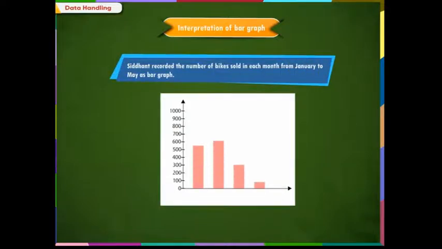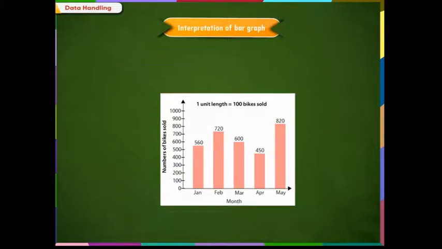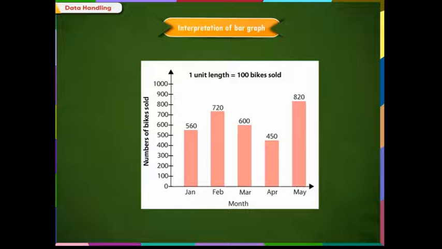Siddhant recorded the number of bikes sold in each month from January to May with this bar graph. This bar graph shows the sale of bikes from January to May. The width of the bars should be equal to the distance between the bars. It is clear from the bar graph that sale of bikes was the maximum in the month of May. Sale of bikes was the least in the month of April. The sale of bikes exceeded in the month of February by 60 as compared to the sale of bikes in January.